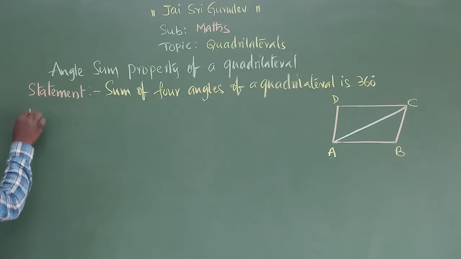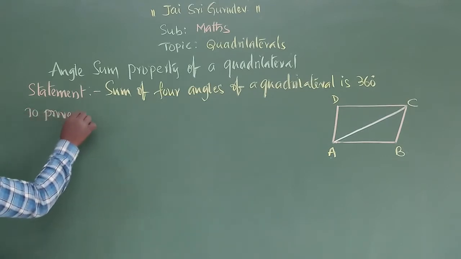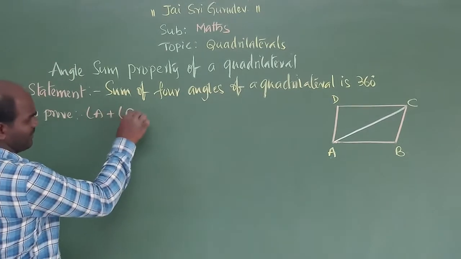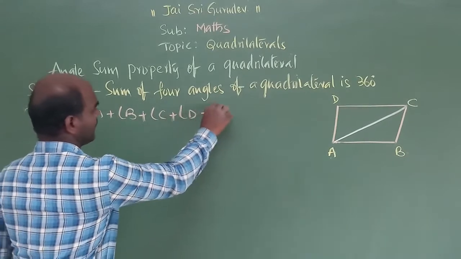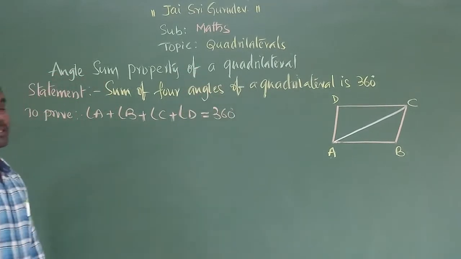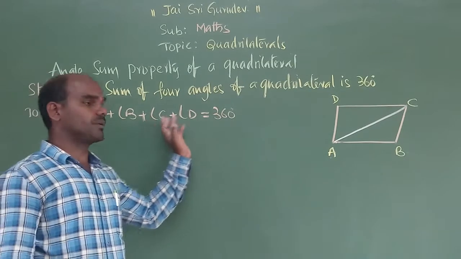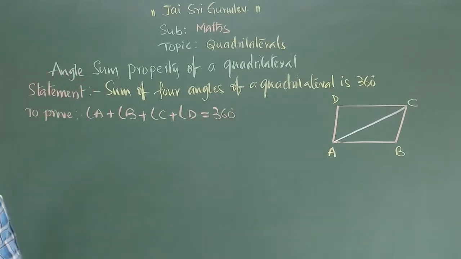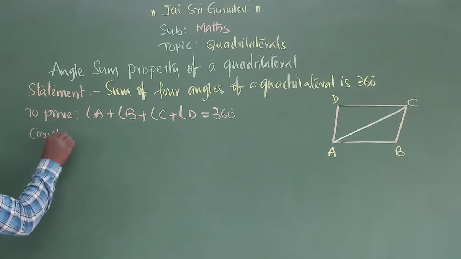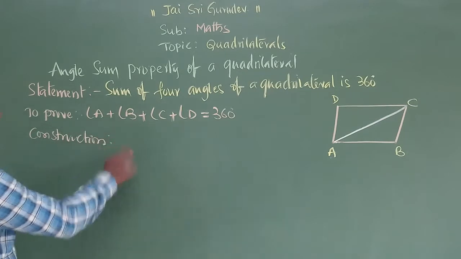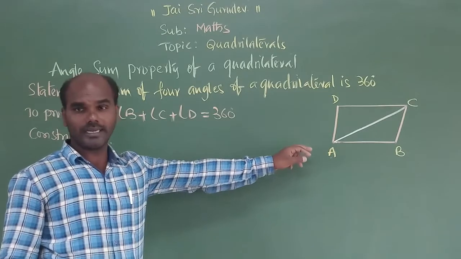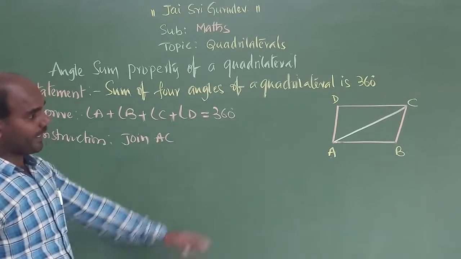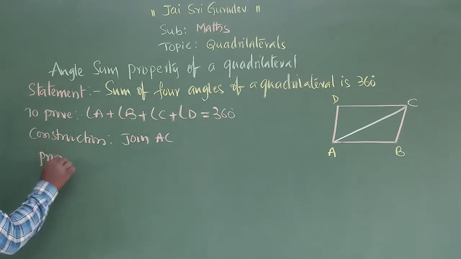Now, what do we want to prove, children? That is angle A plus angle B plus angle C plus angle D is equal to 360 degrees. The sum of the four angles of the quadrilateral is 360 degrees. Okay, so then for the construction, what is the construction, children? We join AC. Yes or no, children? So that is join AC. Then we go for the proof.